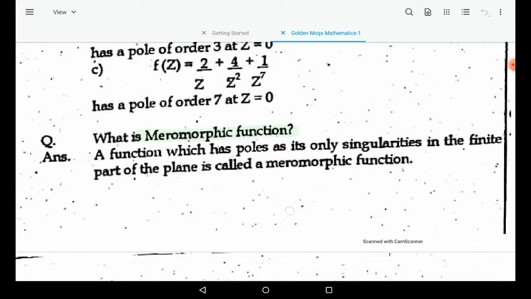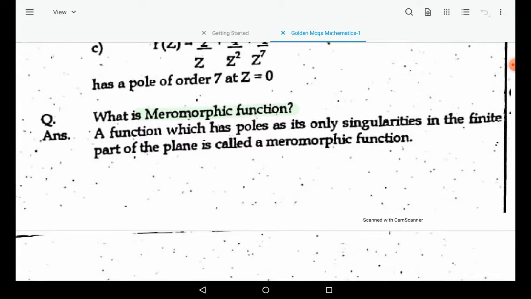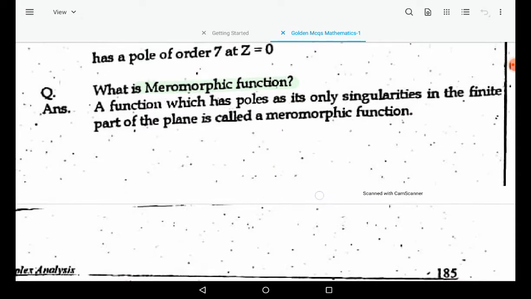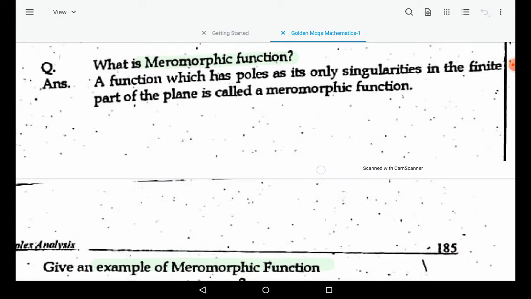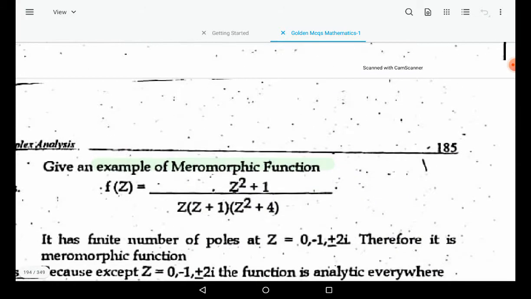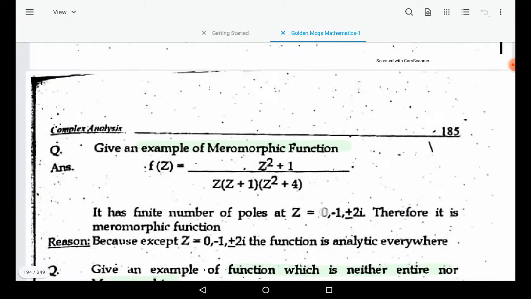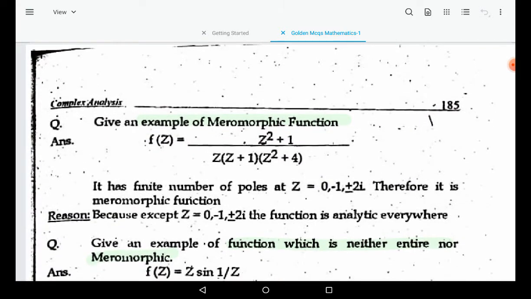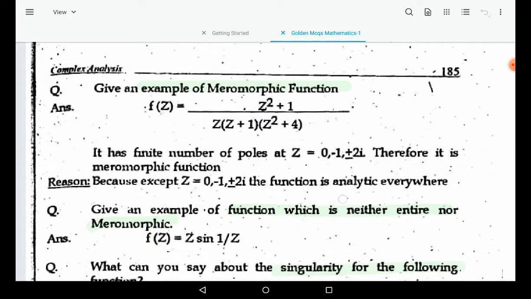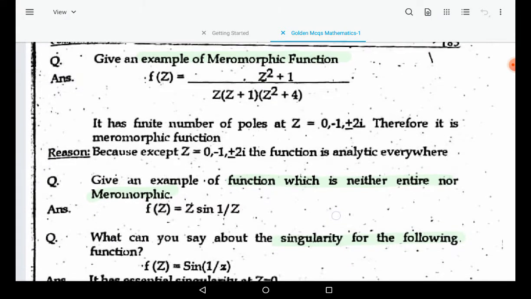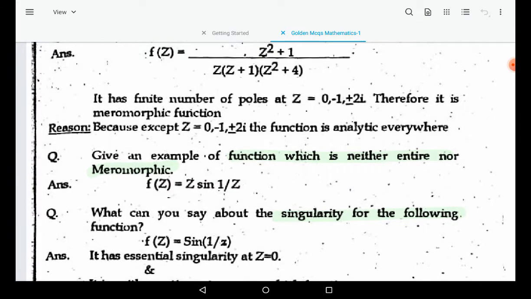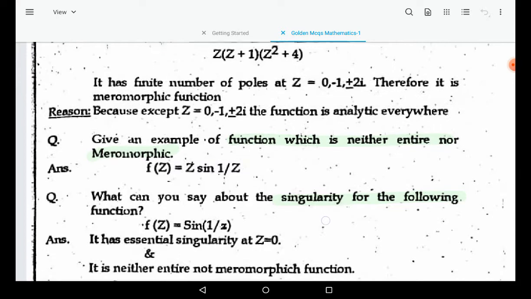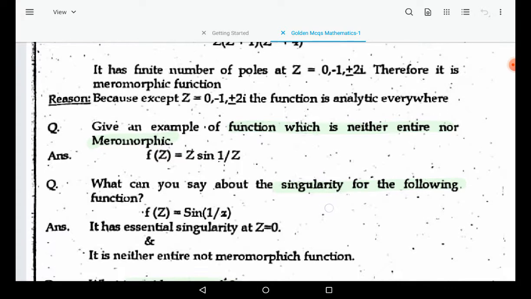What is the meromorphic function? A function which has a pole as its only singularity in the finite part of the plane is called a meromorphic function. Give an example of a meromorphic function. f(z) = (z² + 1) / ((z + 1)(z² + 4)). It has a finite number of poles at z = 0, -1, ±2i. Therefore, it is a meromorphic function because except at z = 0, -1, ±2i, the function is analytic everywhere.